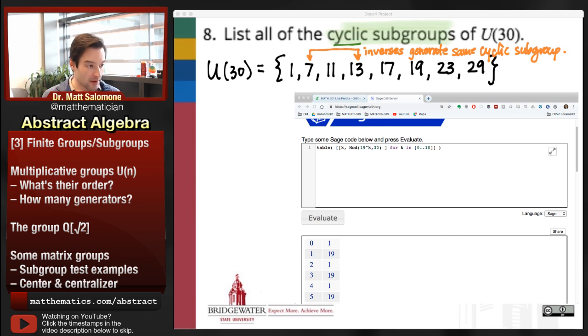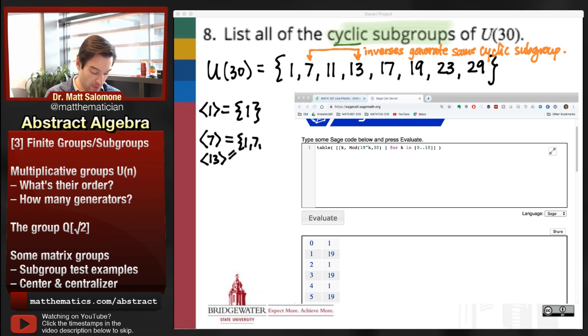So far, what have we found? We have found that the cyclic subgroup of 1 is just 1, just the identity element. The cyclic subgroup generated by 7, which is the same as the cyclic subgroup generated by 13, its inverse, has 4 elements, 1, 7, 13, and 19. Meanwhile, the cyclic subgroup generated by 19 has only 2 elements, 1 and 19.